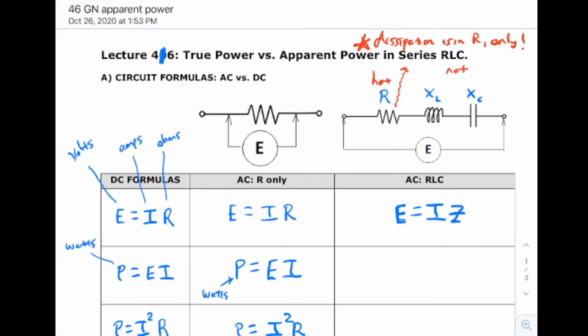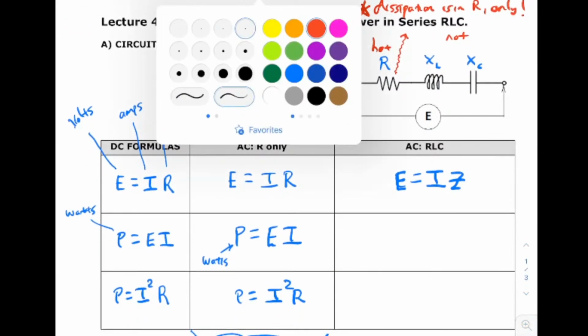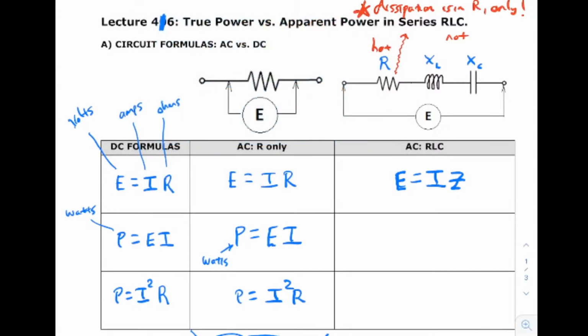Now, for the power, let's go back to blue here. You also have to use the Z, except how are you going to use the Z? Well, you're going to write it this way. You're going to write P equals EI, and the Z is kind of hidden in there because the voltage that you get depends on the current, but it also depends on the impedance. And since this E and this I are both RMS values, they're taking into account not just the resistor, but also the pushback of the coil and the capacitor. So it's like this is too high then.